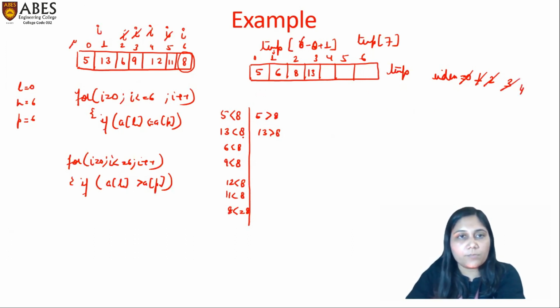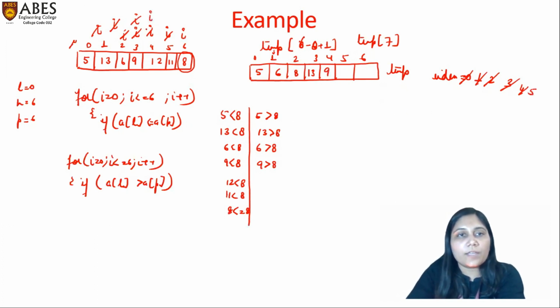Again, I'll go to 6 because I will go to this particular position. I will come here. Now 6 is greater than 8. Condition is false. Nothing will change in the index value. I will go to third position. You will get 9 is greater than 8. Yes, condition is true. So you're going to put 9 over here and your index value will become 5.